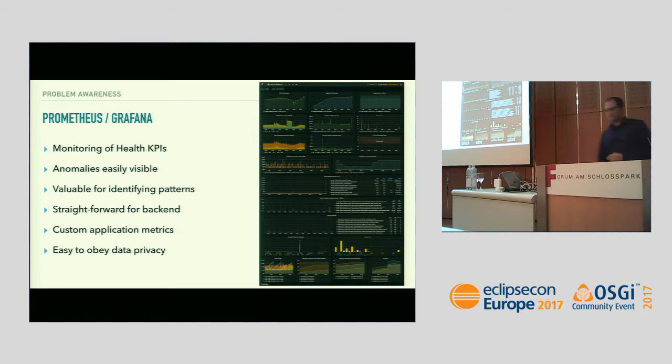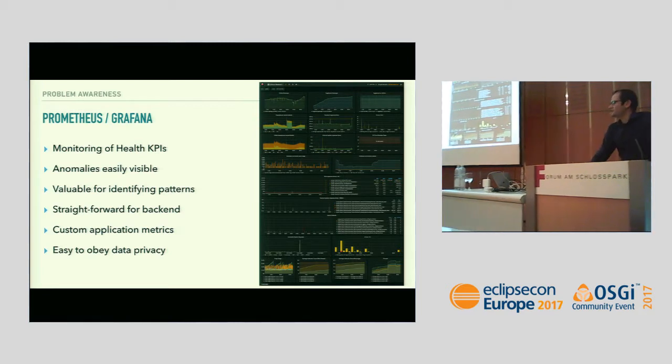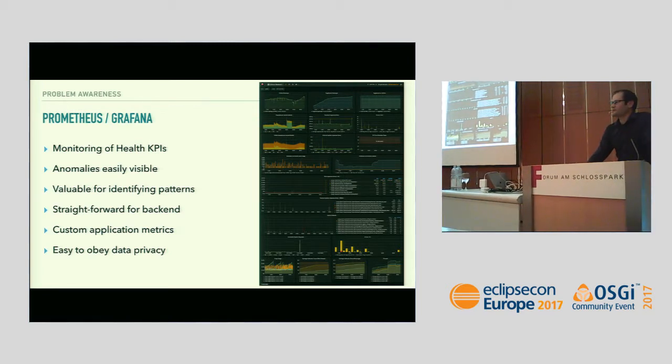What we are using in production pretty successfully is Prometheus together with Grafana. Prometheus is a metrics collection server. Don't know if you heard about that one. There are other products as well. Prometheus is open source. And that makes anomalies easily visible.